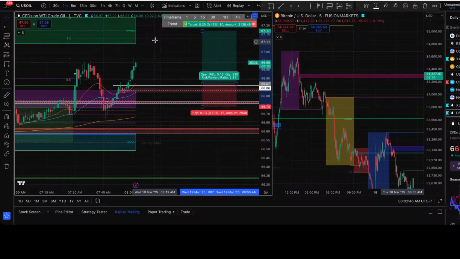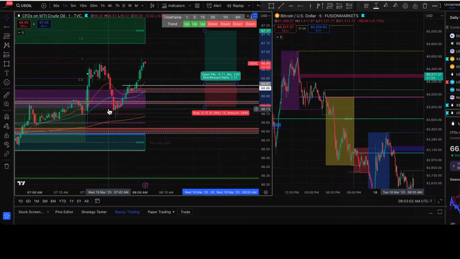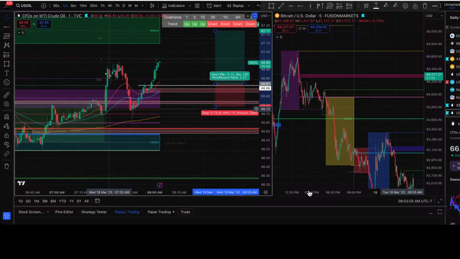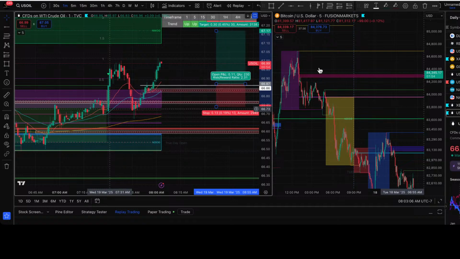So as soon as it hits the bottom of the NWOG, I would move the stop losses and be in a safe trade. Just a whole bunch of back and forth. This is why FOMC-like days are just better to skip. Can't trade anything else. Oil's the only thing that you can really take a look at.